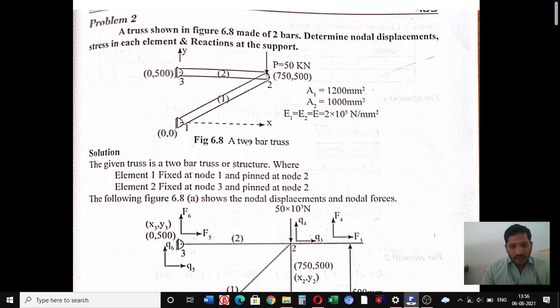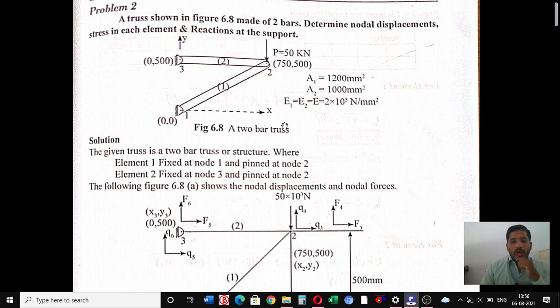So let us see this figure. Here the cross-sectional area of the first element is given as 1200 mm square, and the cross-sectional area of the second element is given as 1000 mm square, and the modulus of elasticity, or we can say Young's modulus, E1 and E2, is given as 2 into 10 power of 5.